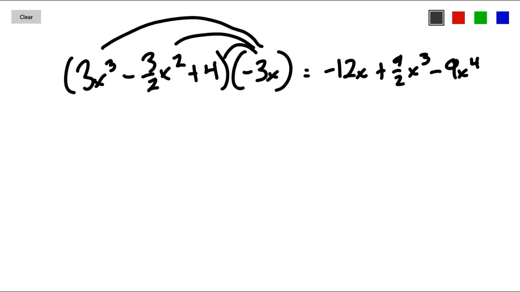So there's no like terms to combine in the polynomial, so these are the terms that we're going to end up with. However, I want to put the highest degree term out in front and then do gradually decreasing degrees from there. So the proper way to write this is minus 9x to the fourth power plus 9 over 2 x cubed minus 12x.